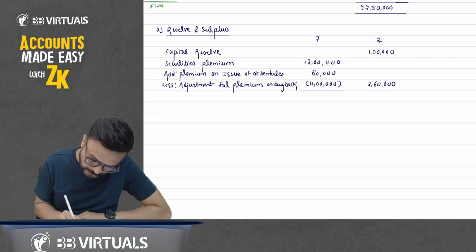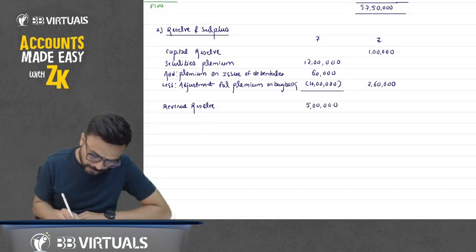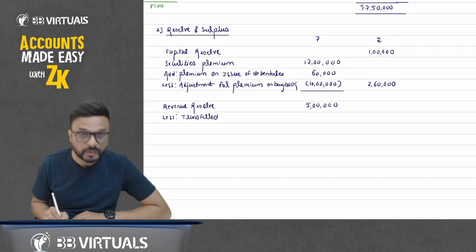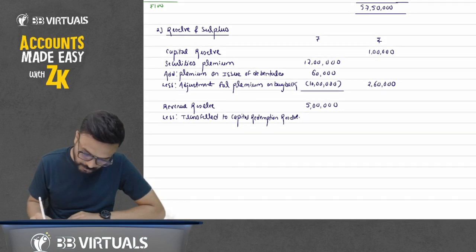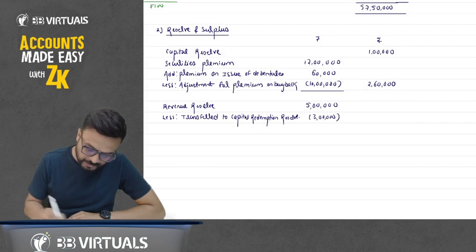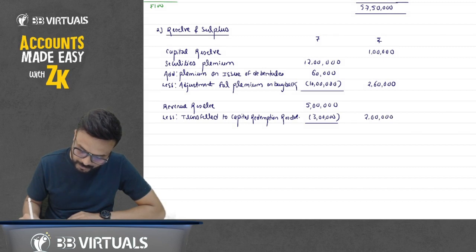So write down here revenue reserve. The revenue reserve total amount is 5 lakh, less transferred to capital redemption reserve account, as we have utilized this revenue reserve for the CRR. How much is it? 3 lakhs. So how much balance do we have in revenue reserve? That is 2 lakh rupees.